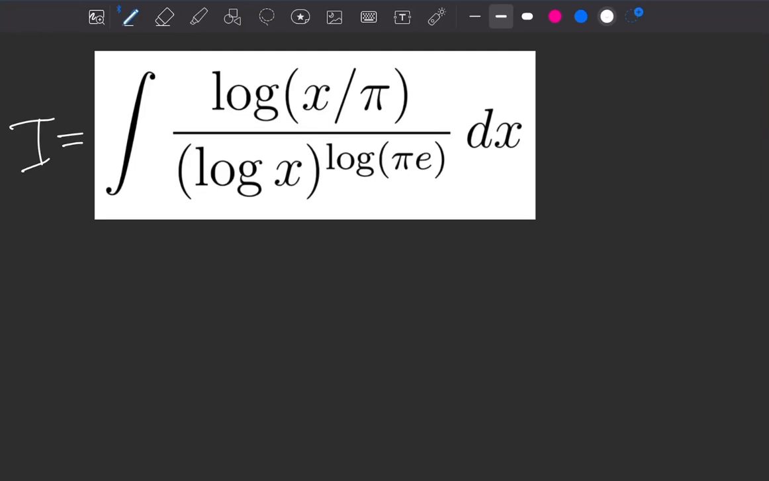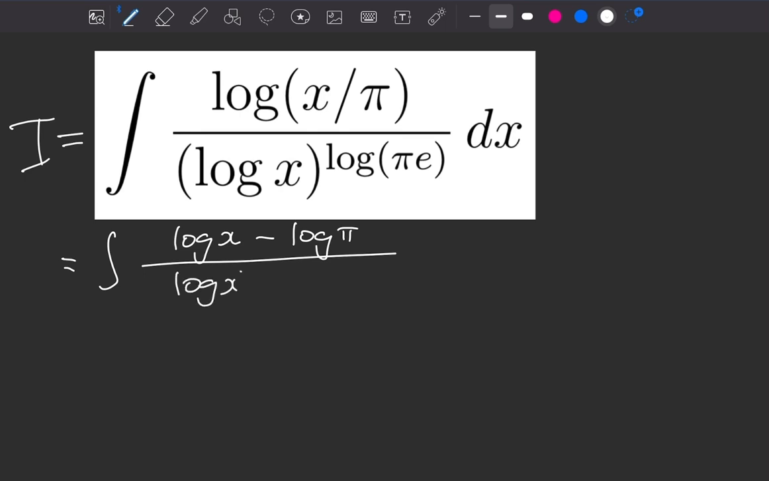Alright, hello. We have a horrible looking integral here. So we'll start by using some of the log laws to separate out the numerator and the denominator, well, the power of the denominator. So this can be rewritten as the integral of log of x minus log of pi. Log of pi is just a constant, so that can be quite nice. Over then the log of x to the power of log of pi times log of e, plus log of pi.